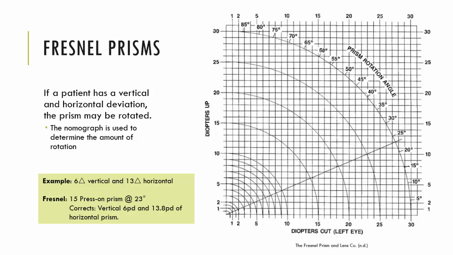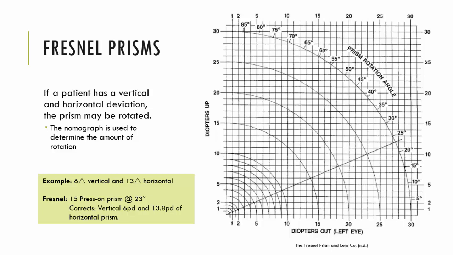Here we have a patient who we want to prescribe a 6 diopter vertical prism and a 13 diopter horizontal. Now, one of the options would have been to put a Fresnel in front of one eye, the 6 diopter vertical, and put a Fresnel in front of the other eye, a 13 diopter horizontal. But like I said, we don't need to do that. We can actually use a single prism, rotated at a specific axis, and correct what is required, 6 diopters of vertical and 13 horizontal. To do this, we use what's called the nomograph, which we see here to the side.